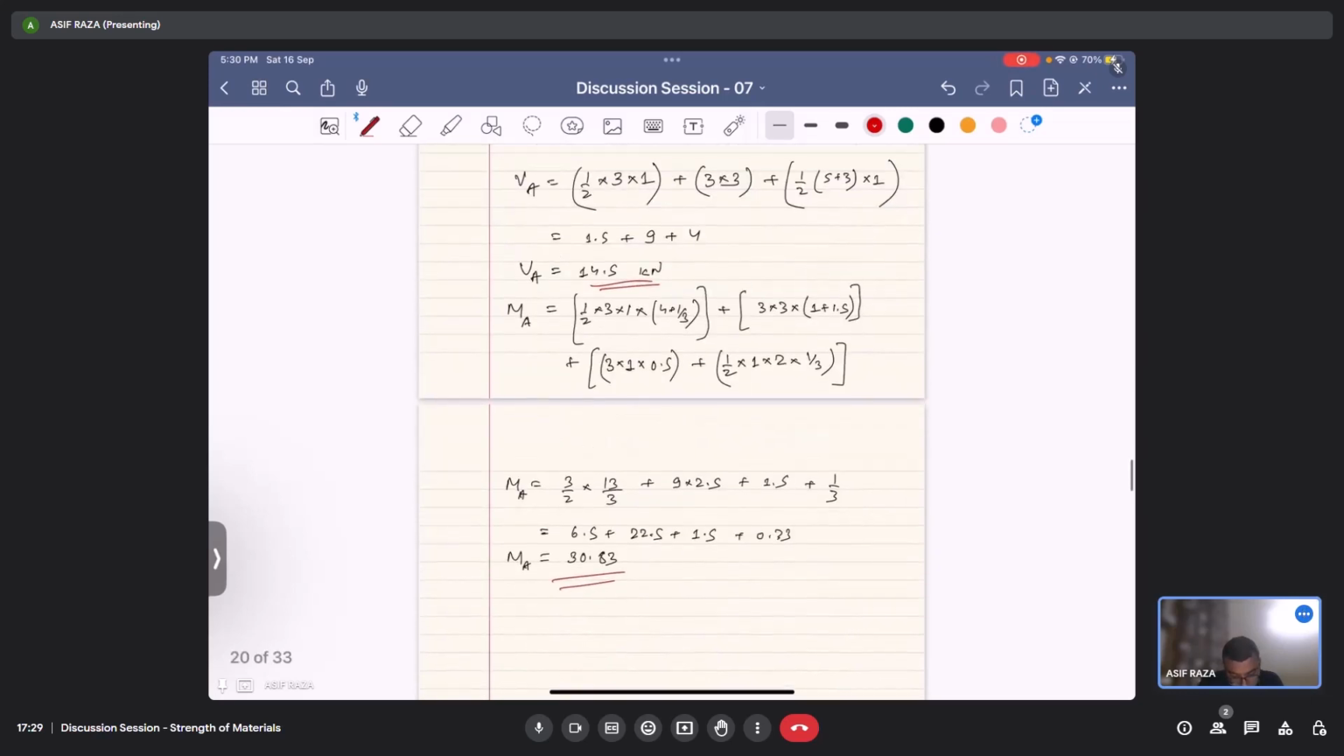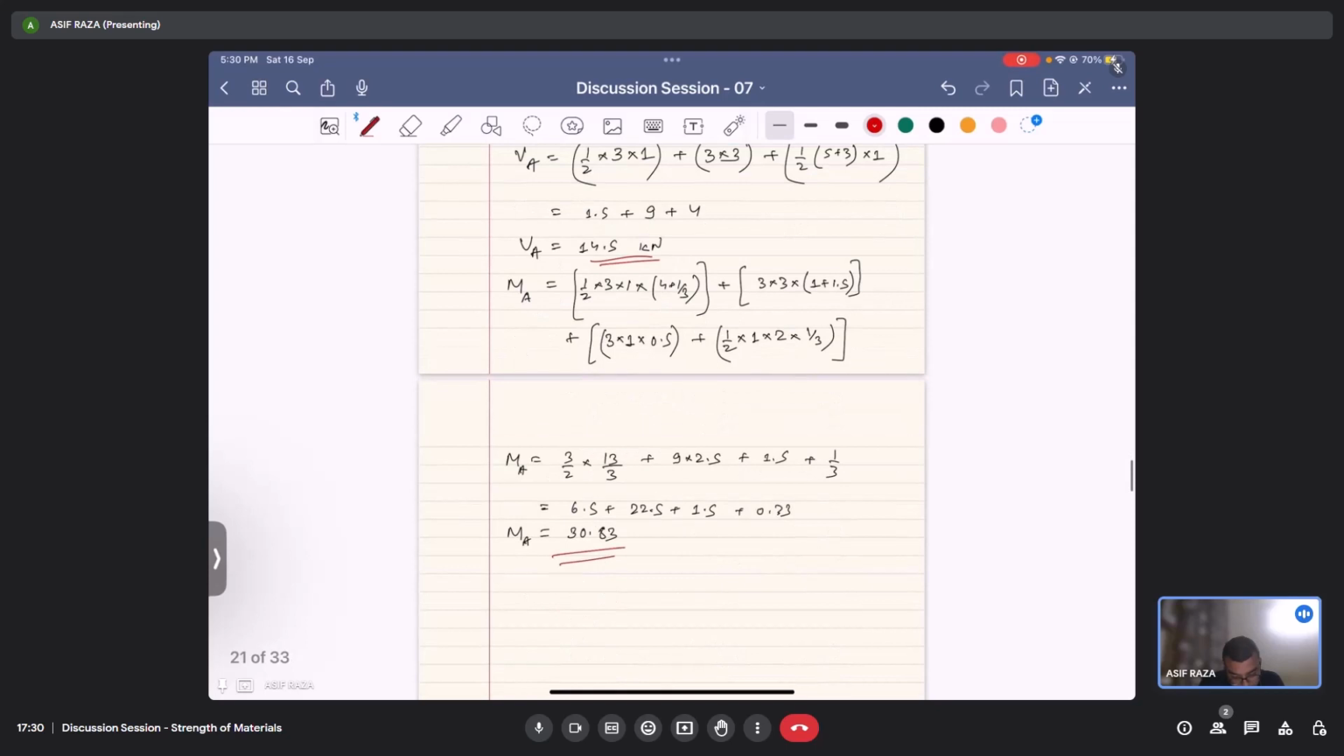Did I make any mistake? 3 by 2 into 13 by 3, right? 4 threes are 12 plus 1, 13 by 3, 3 is 9 into 2.5, and 3 into 0.5, then 1 by 3. 13 by 2 is 6.5, 9 into 5 is 45, so 22.5, 1.5, 0.33. So 30.83 is what is coming.